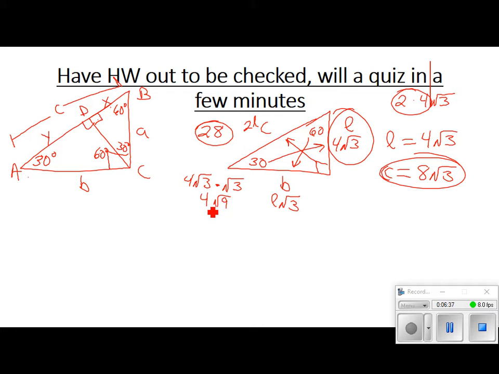3. So you got 4 times 3, not radical 3 anymore. Remember, the radical's gone now. 4 times 3, that's 12. So how long is B?